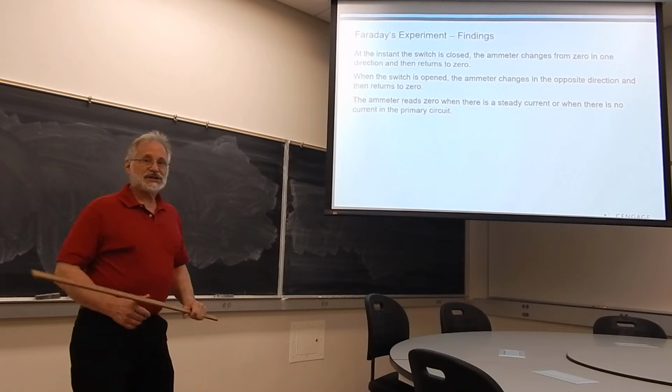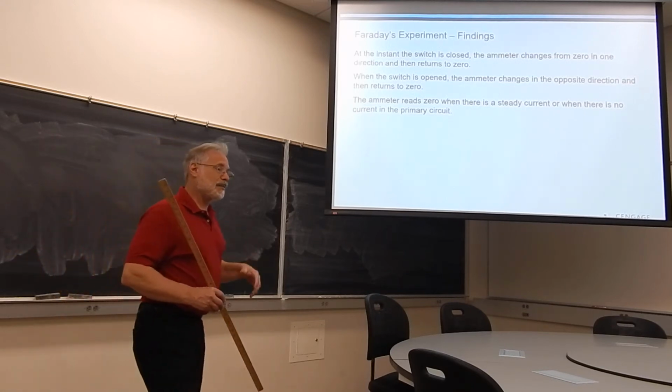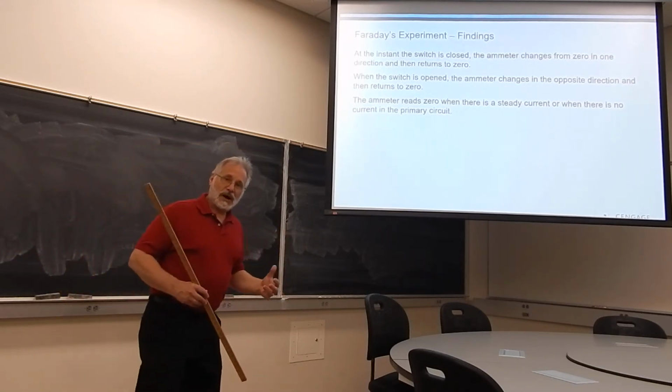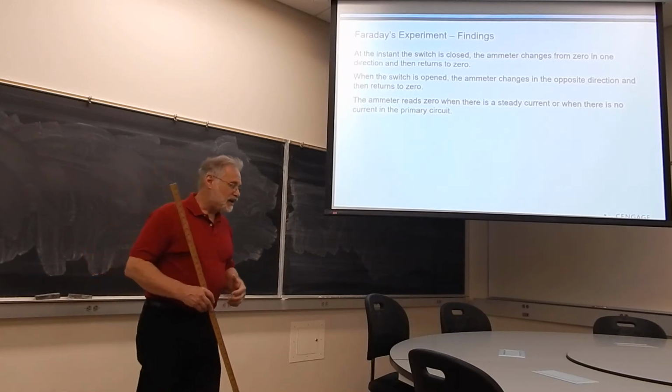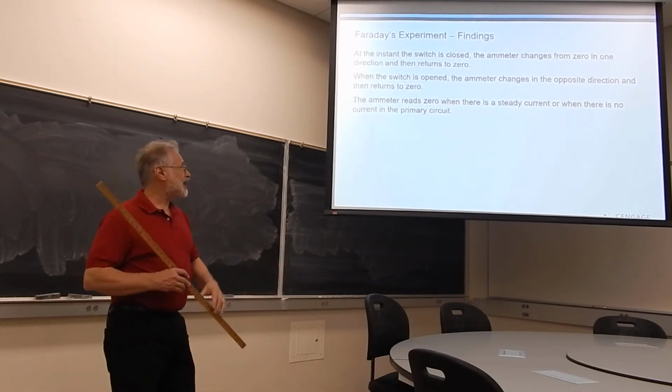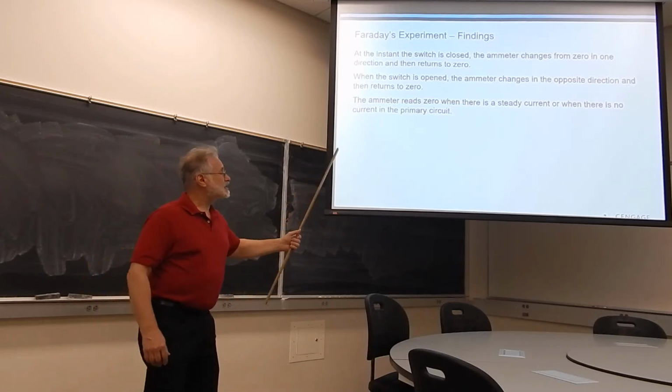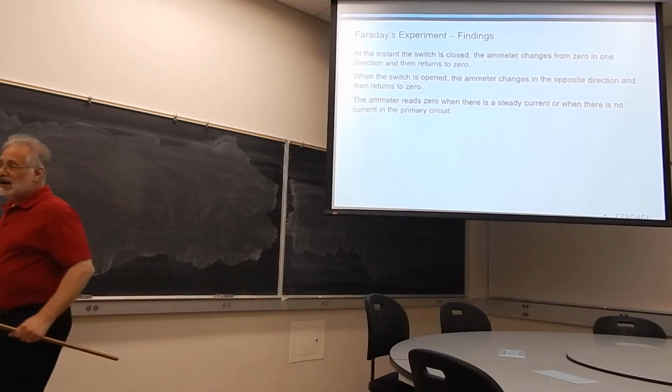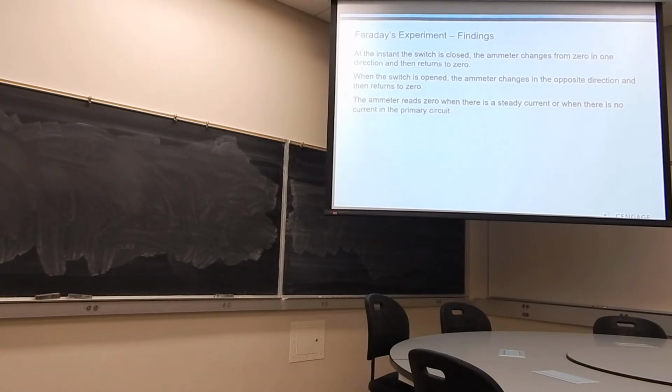in the opposite direction. Again, because now I've gone from a magnetic field produced in the primary coil to zero magnetic field produced in the primary coil. That change in magnetic field is what causes the secondary wire, and the ammeter that's attached to the secondary wire, to read a non-zero current.